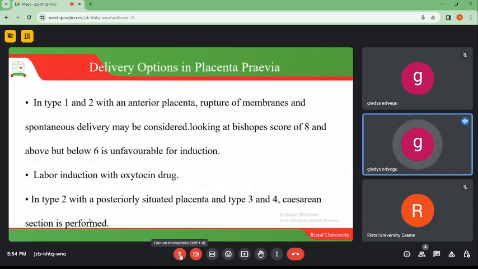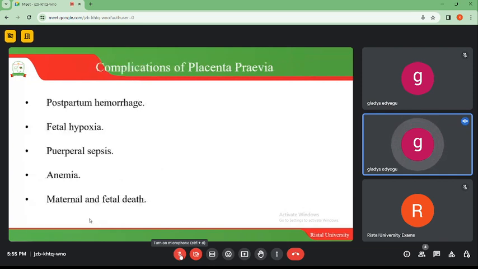So in type 2, with a posterior situated placenta, and type 3 and 4, C-section is performed. You should not risk the mother when you realize that it's type 2 but is a posterior one. Posterior meaning it is down the lower part of the uterus. Do not risk this mother to have a spontaneous vaginal delivery. Let this mother be delivered by C-section together with the type 3 and type 4 placenta previa.